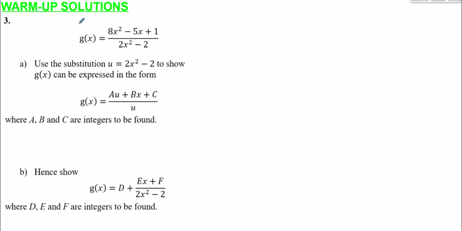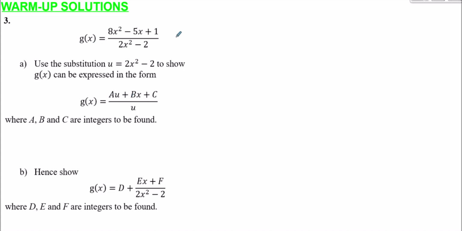In warm-up 3, I can show you how this can actually be rearranged into partial fraction form by trying to manipulate it so that the denominator appears in the numerator. So it's self-explanatory really by taking part A as it comes. We're going to use the substitution u equals 2x squared minus 2 to show that this whole thing can be expressed in this form here.